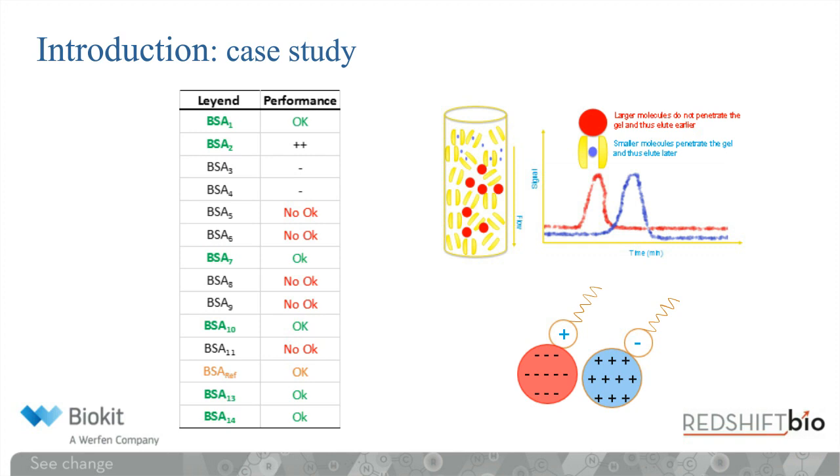So samples having a good performance in the IVD assay were labeled as okay, while samples not having a good performance were labeled as not okay. There was one sample whose performance was borderline, and crosses were assigned to it. Sample performance labeled with a minus means that they have not been tested in our assay yet.